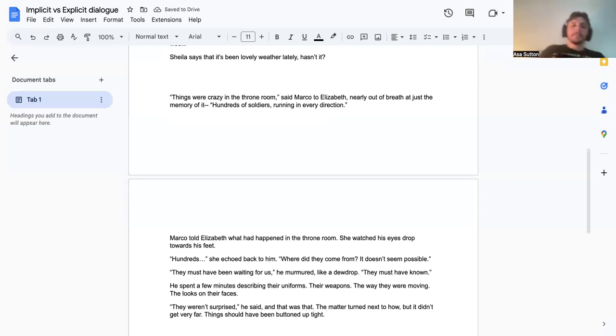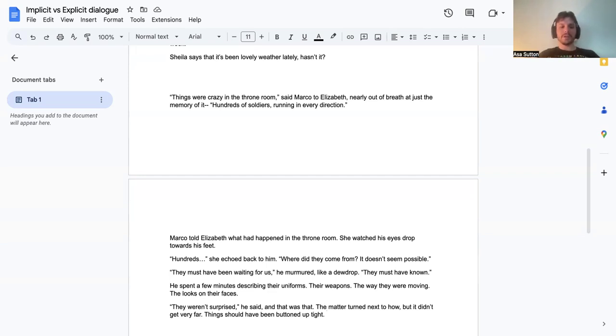Right? So what are we doing here? We actually don't have a lot of explicit dialogue. All of it's implicit. But think about the actual length of this conversation in the head of the reader. We have very few spoken lines, but he spent a few minutes describing the uniforms, their weapons, the way they were moving, the looks on their faces. That's a few minutes that pass, right? But our time control, remember, a lot of the problems with writing come down to time control. We've made a few minutes pass in a very short span of time.